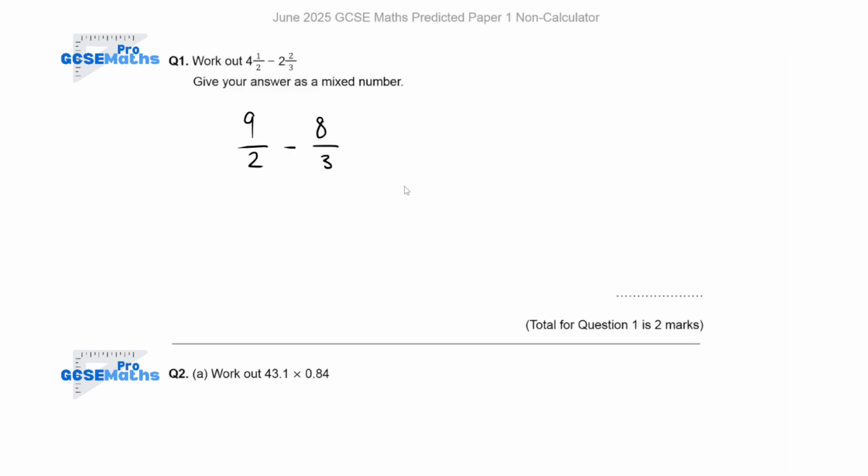8/3. So now I need to have a common denominator. Obviously the lowest common multiple of 2 and 3 would be 6. So changing both fractions, the first one timesing by 3, which is 27/6, and the second one by 2, which is 16/6. Now I can subtract the numerators. 27 minus 16 is obviously going to be 11/6. And now they have asked us to give it as a mixed number again, so 6 would go in once with 5 remaining. So 1 and 5/6 is left.